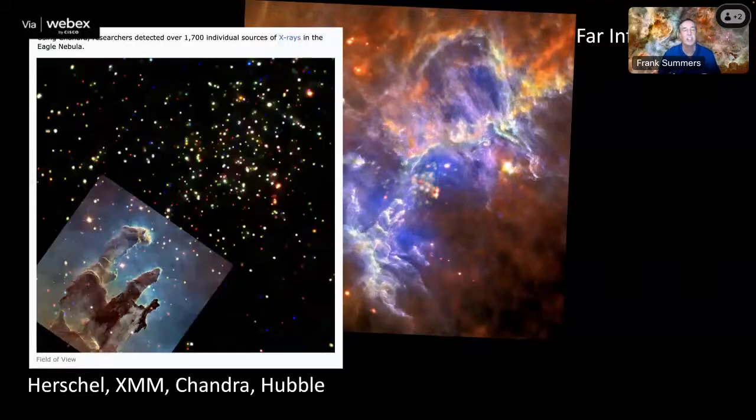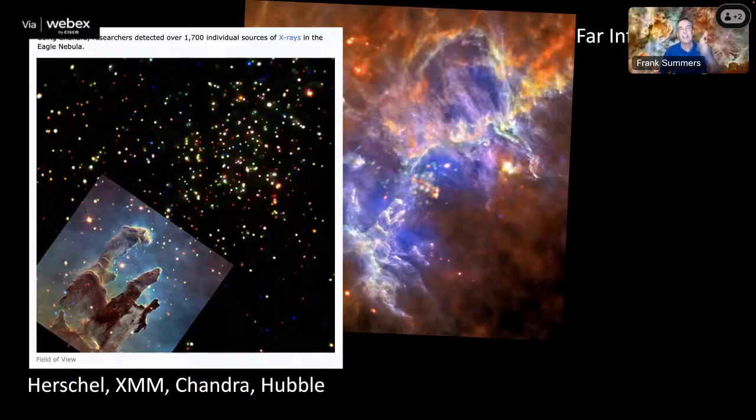Matter of fact, the Chandra X-ray Observatory detected over 1,700 individual sources inside the Eagle Nebula, and about 1,100 of them were identified as protostars within this cluster. They were even able to correlate some of those protostars with regions within the pillars of creation themselves. And I'll talk about that in just a bit.